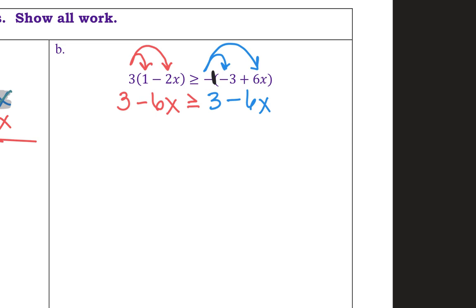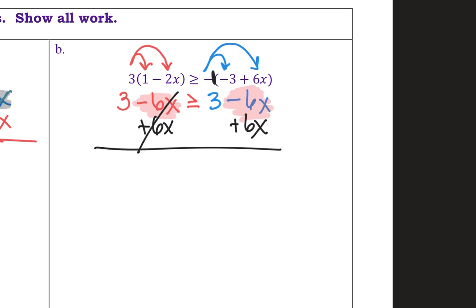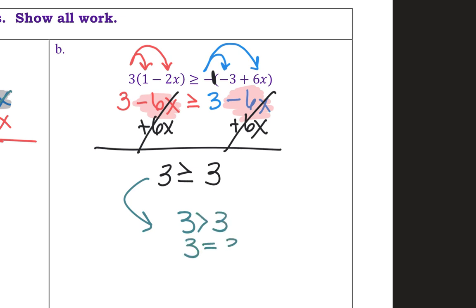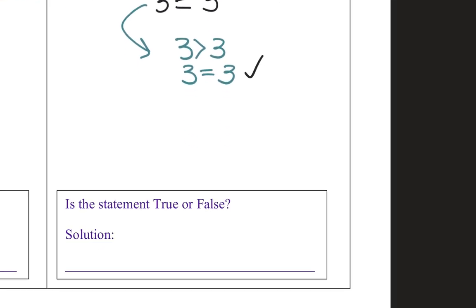Okay, now we're going to put our like terms together. And what's going to happen here? When I add the 6x, they're going to cancel out. And here I have 3 is greater than or equal to 3. And again, when it's the 2, you have two statements here. You either have 3 is greater than 3 or 3 is equal to 3. Is either one correct? 3 is equal to itself. So this is a true statement. Only one of those symbols needs to be correct when you have that double.